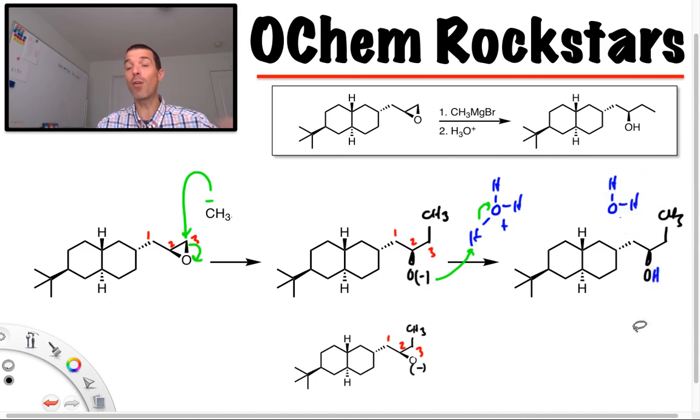Now, you don't have to draw the water, of course. That's not important, but I'm just going to draw it just so you can see. But you can see that's the mechanism. And under basic conditions, it attacks, breaks a bond, we protonate, and then we're done.